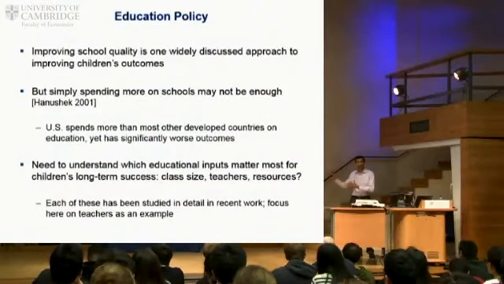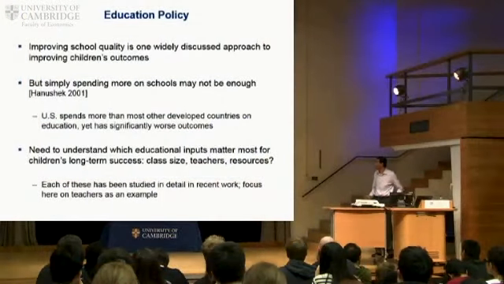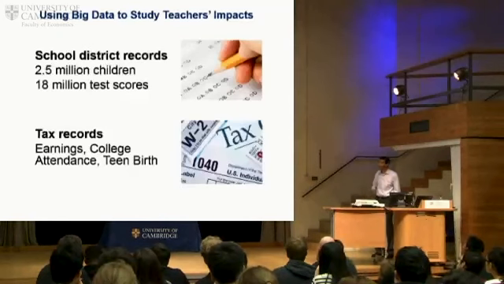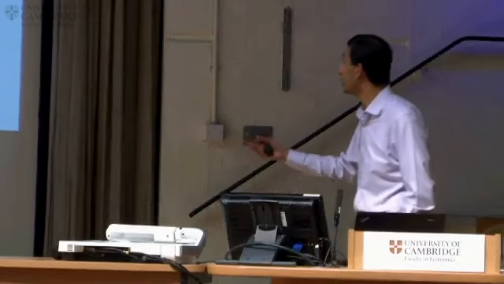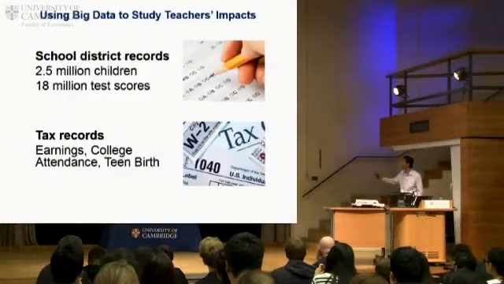In recent work, each of these factors has been studied. People have looked at the long-term impacts of each of these things on children's long-term success. I'm going to focus here on teachers because I think there's particularly strong evidence that teachers have really substantial impacts. And I'll come back to talk a little bit about how teachers compare to some of the other inputs later on. So the study that I'm going to describe, where we look at teachers' impacts, is another example of using big data and quasi-experimental methods to analyze an issue that's relevant for policy.